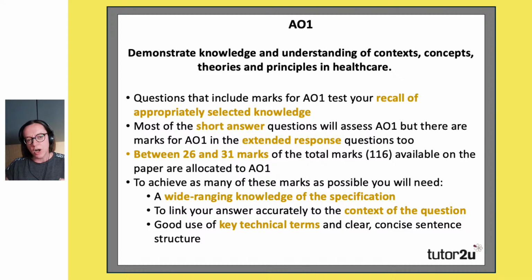On paper A, you've got 116 marks in total, and 26 to 31 of those marks are allocated to AO1. So to achieve as many of these marks as possible, you need to have, as I said, a wide-ranging knowledge of the specification. You need to link your answer accurately to the context of the question. So if the question contains some additional information, that is there to help you pinpoint the right part of your knowledge. You also need to use key technical terms and have sentences that are clear and concise.